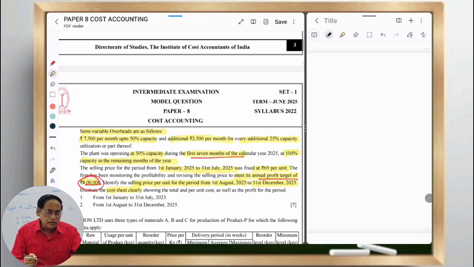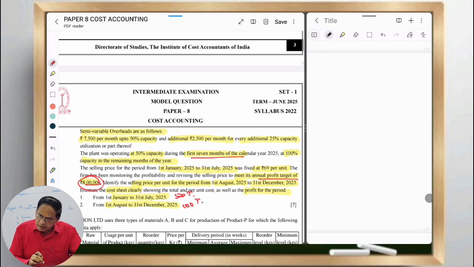Clearly indicating the total cost per unit as well as the profit for the period. So, two columns you have to prepare. One is for 1st January to 31st July, for 7 months, and then 1st August to 31st December. That is for 50%, that is for 100%. Make note of it. This is for 50% capacity utilization. This is 100% capacity utilization.